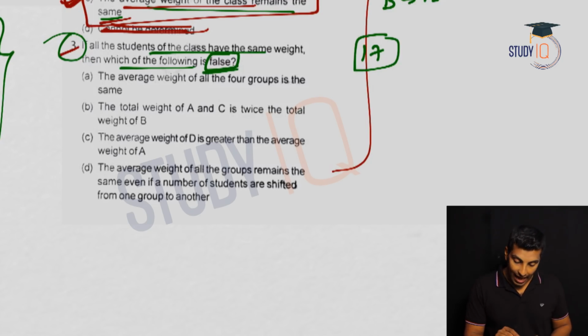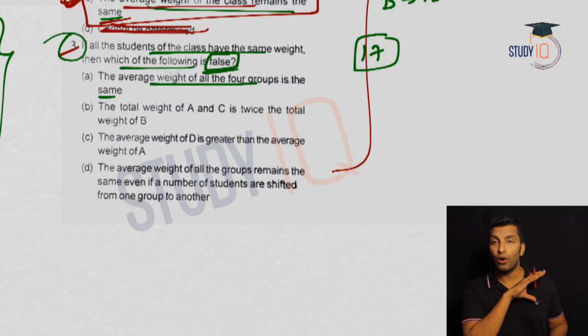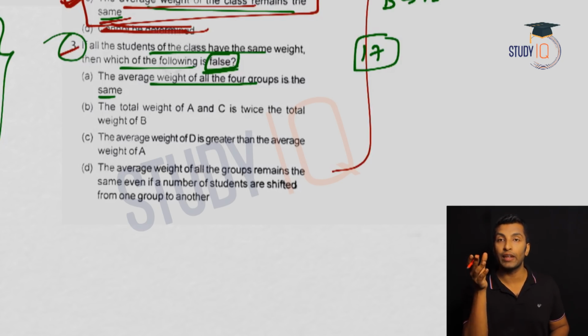See, what is the first statement? The average weight of all the four groups is the same. Obviously it is correct, right? Because irrespective of the numbers, if all the students have the same weight, when you divide by the numbers, you will get 15 itself.